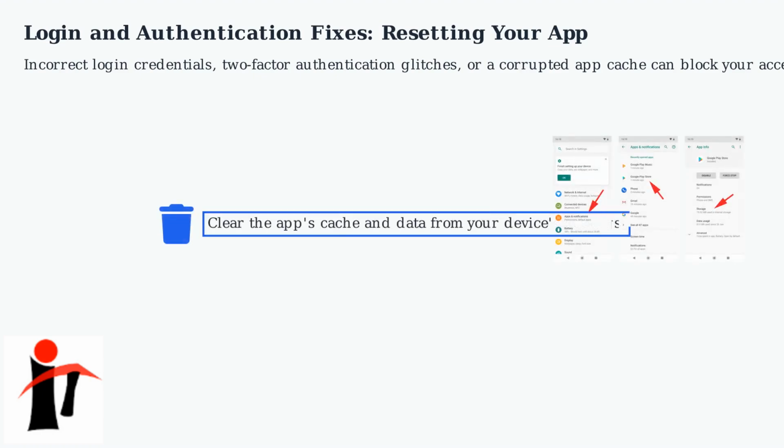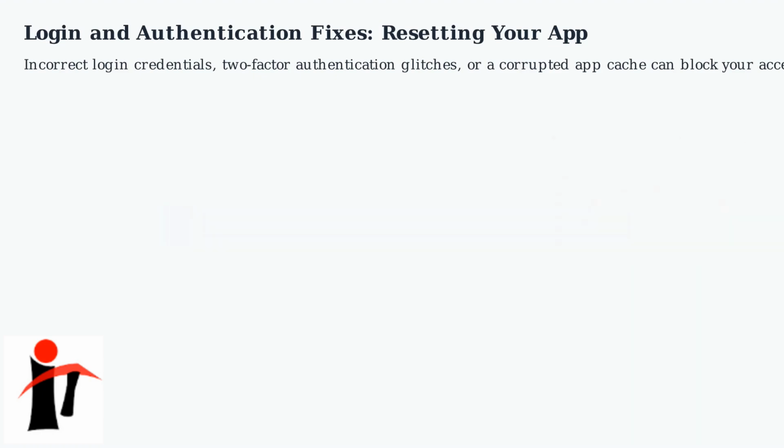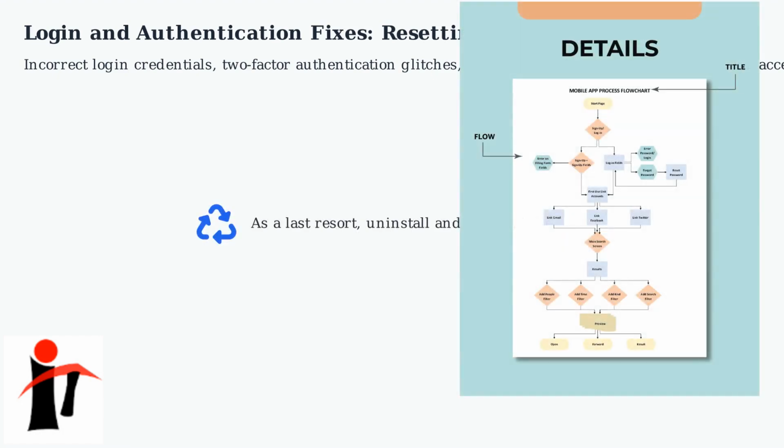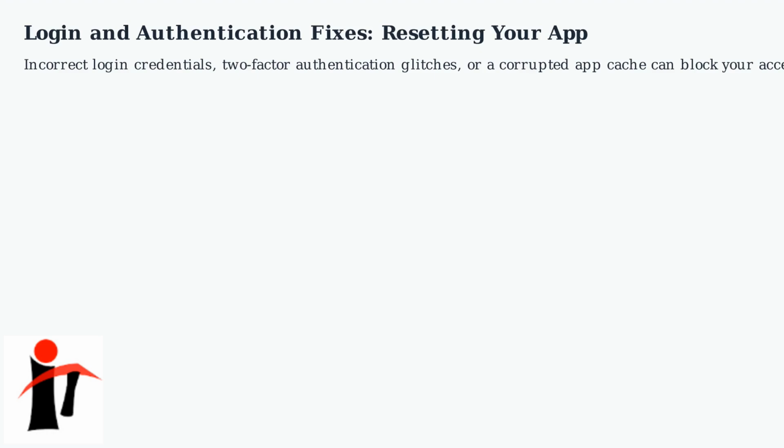Next, clear the app's cache and data through your device's settings. This removes corrupted files that might be causing login problems. As a last resort, completely uninstall and reinstall the app. This gives you a fresh start. Always double-check your login details and make sure your two-factor authentication is set up correctly. Finally, expired authentication tokens can cause issues, so perform a fresh login to get new tokens.